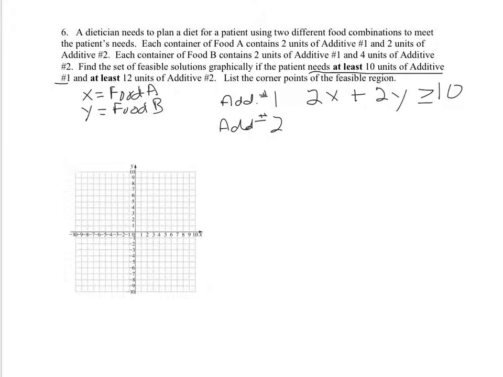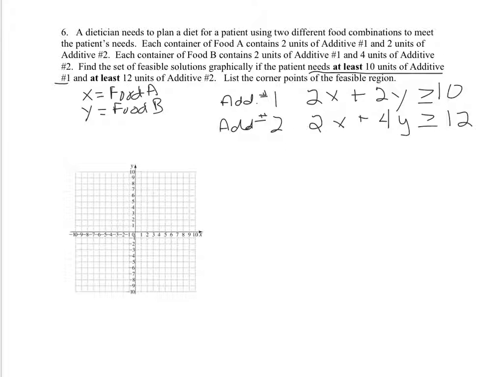Now look at your additive number 2. If we go back and look in food A, you have 2 units of additive 2. So that's also going to be a 2X. If I look at food B, I have 4 units of additive 2. So that's a 2X plus a 4Y, and the patient needs to have at least 12 units of additive 2, so that needs to be greater than or equal to 12. Once you have your inequalities written, the rest of this will be just like what we've done. This is the part you have to practice, getting the inequalities.